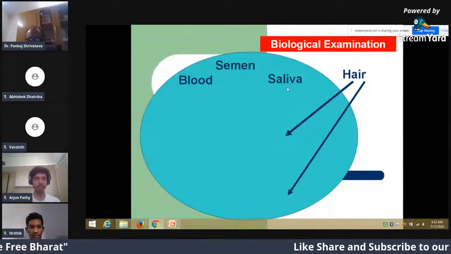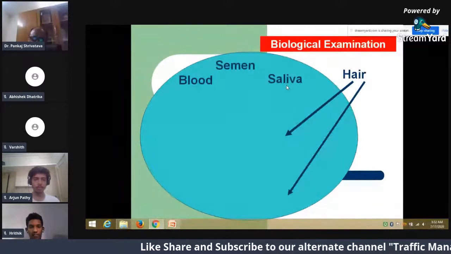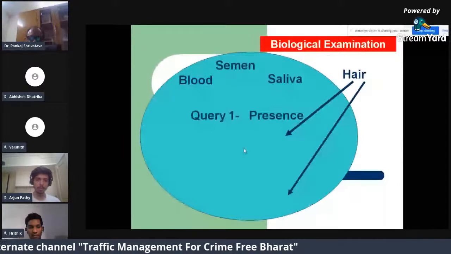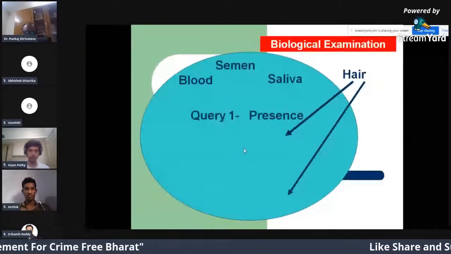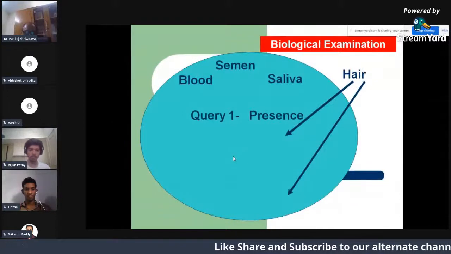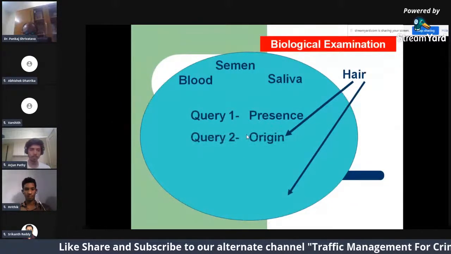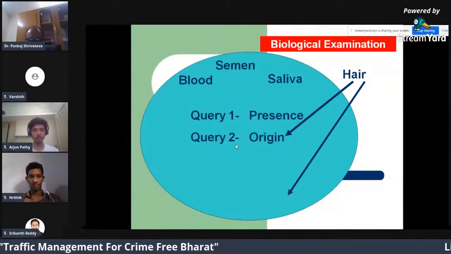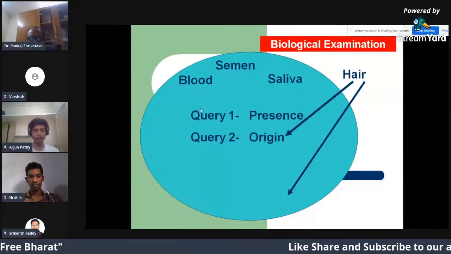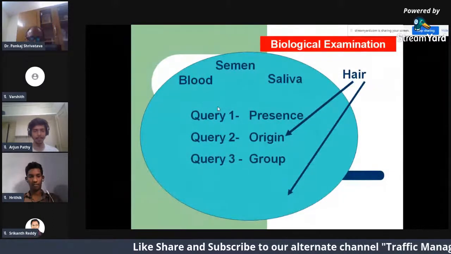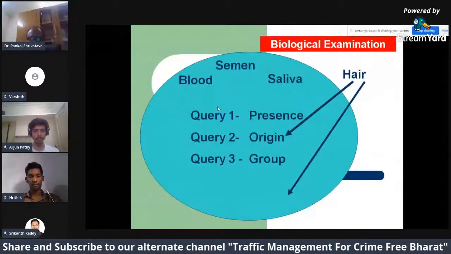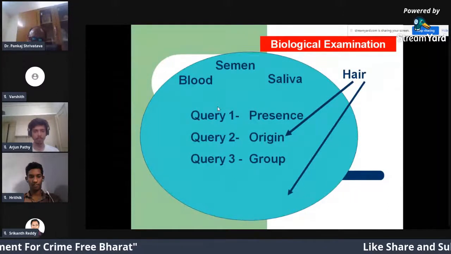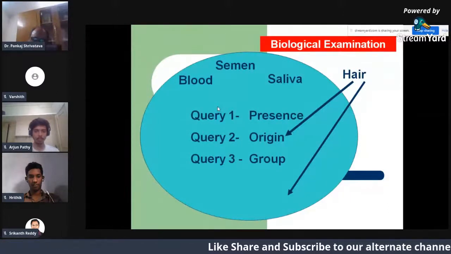Whenever a case is presented for biological examination, these are the queries of investigation: whether there is presence of these materials, which are blood, semen, and saliva. These are said to be the biological fluids. If there is presence of these materials, then what is the origin of this particular biological fluid? If origin is human, then they ask about groups. So these are the three queries of investigation from the forensic laboratory for biological and serological examination. The first query is presence of these materials, the second is about the origin, and the third is about the group.